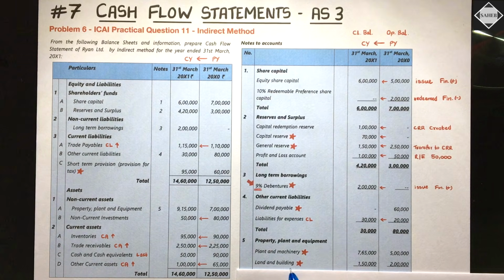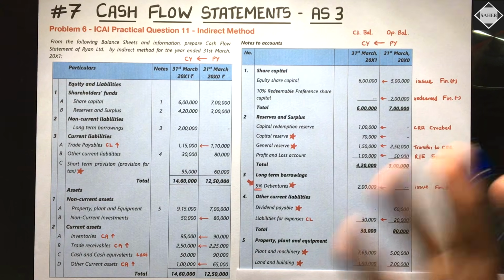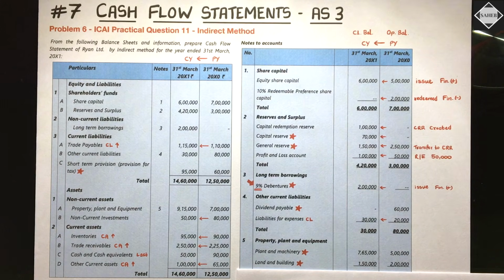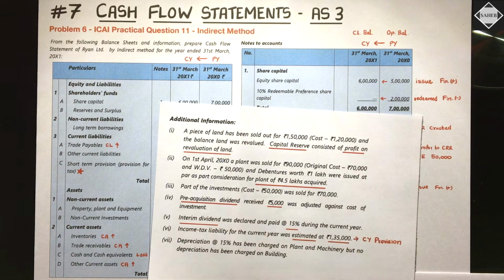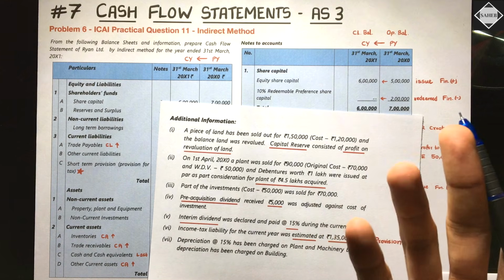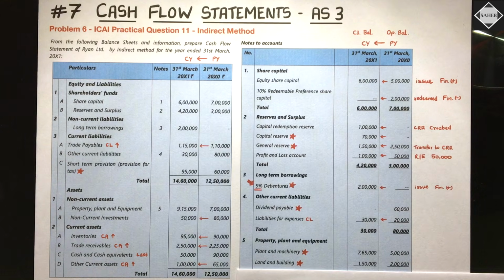Yes, we have land and building. In land and building, see what's happening, from 2 lakh it has decreased to 1 lakh 50. So it seems we have sold the land, right? So we have to prepare the working note, star mark right now, and there is an adjustment on that also. We have sold the land, we have revalued the land, and then we have transferred the profit on revaluation to capital reserve. So definitely we have to open a land account, okay, land and building account.